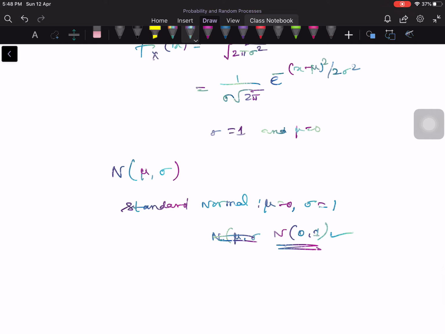So in the next lecture I'm going to talk about the properties of normal random variables, like the linearity property, and once you apply linearity, how its shape changes, all those things, and later on we'll do some problems on this.